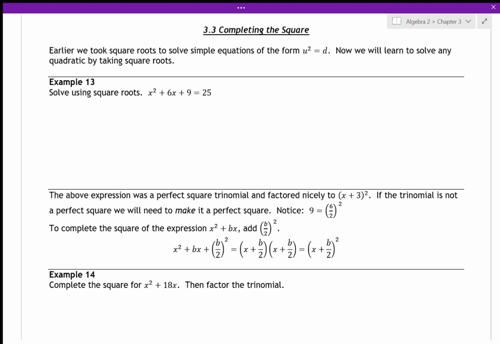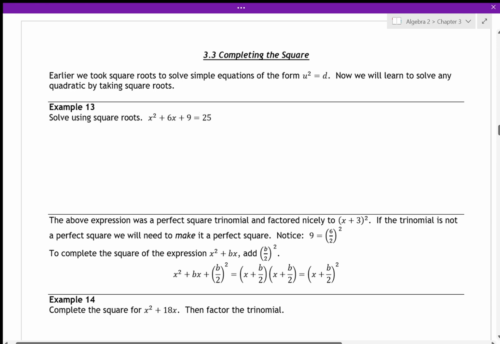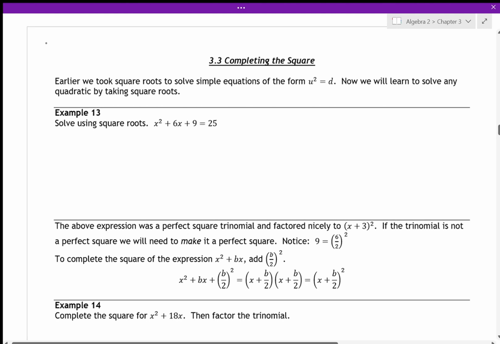All right, now we are looking at 3.3, completing the square. We looked at using square roots in section 1, and that only worked whenever we had a polynomial where it looked like x squared equals some number like 25. We were able to take a root and we got that x was plus or minus 5 from that. But now we're going to be looking at ones that we can't do that with.